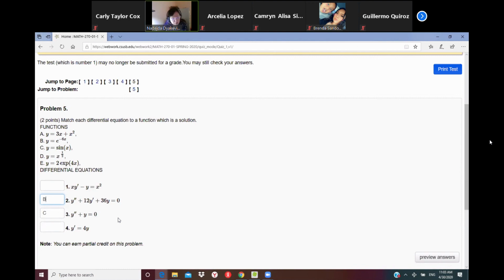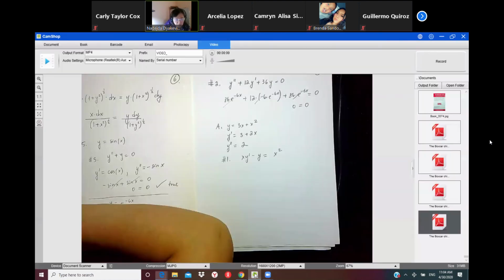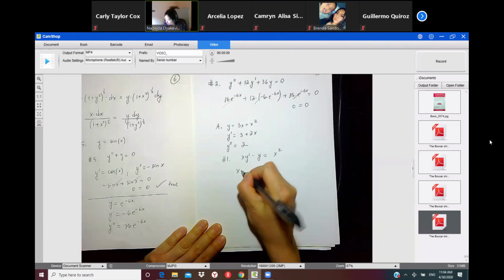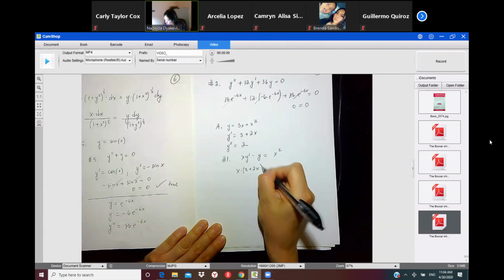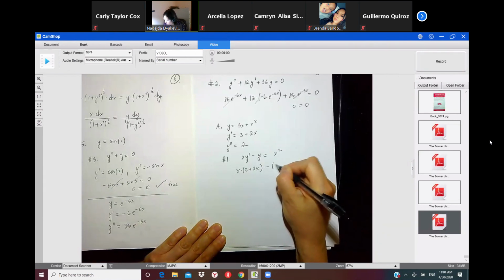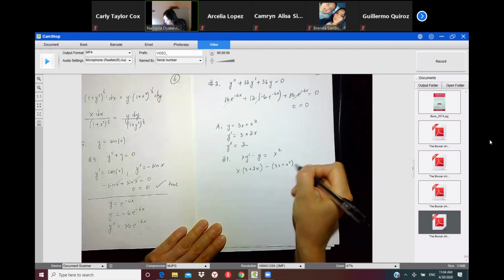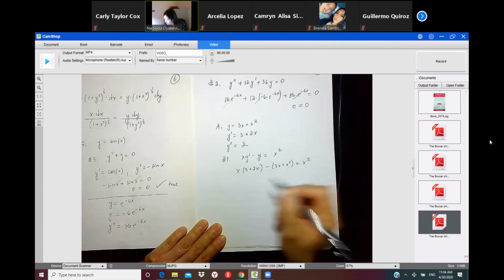Yeah, I don't think it's number 4. That's because your function has a quadratic term there, while the derivative doesn't have a quadratic term. So yeah, we'll try number 1 for it. xy prime minus y equals x squared. And I'm going to go back here and plug everything into my differential equation. And hopefully it will work.